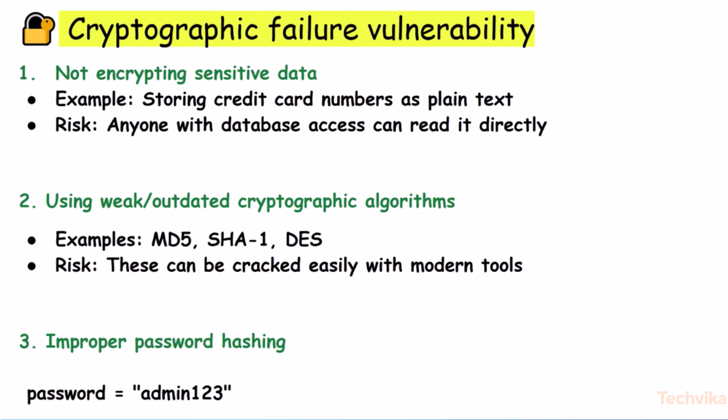This vulnerability talks about mainly two things. One is encryption, the other one is hashing. So cryptographic failures commonly occur due to not encrypting sensitive data. Sensitive data, in the sense, storing credit card numbers, Aadhaar number, passport number, etc. Right? So why is this an issue? Because if anyone hacks the database, they can read this data directly. So this is one of the issues.